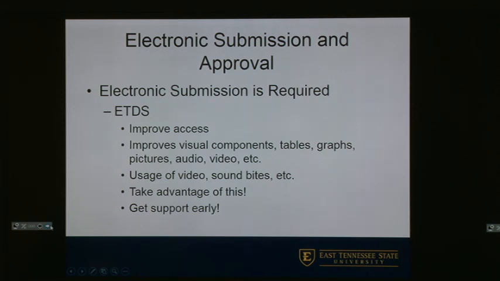So the electronic thesis and dissertation system is electronic only submission. The electronic system improves access, allows for non-paper based components, visual components like pictures, audio, video, etc. You can use sound. Take advantage of this if it's appropriate for your thesis. Get support early. Read the guide. You're taking the first step in attending this workshop.